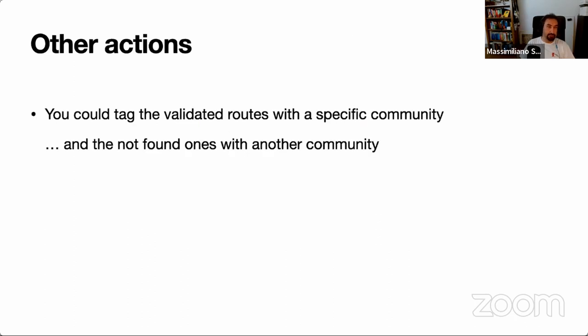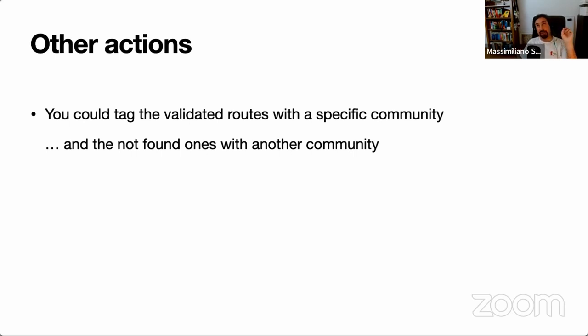And then other actions you can do, other than just discarding the address space, you could tag the validated routes with a specific community and the not found ones with another community. This would give your routers internally a way to understand what kind of validation you performed on these prefixes.